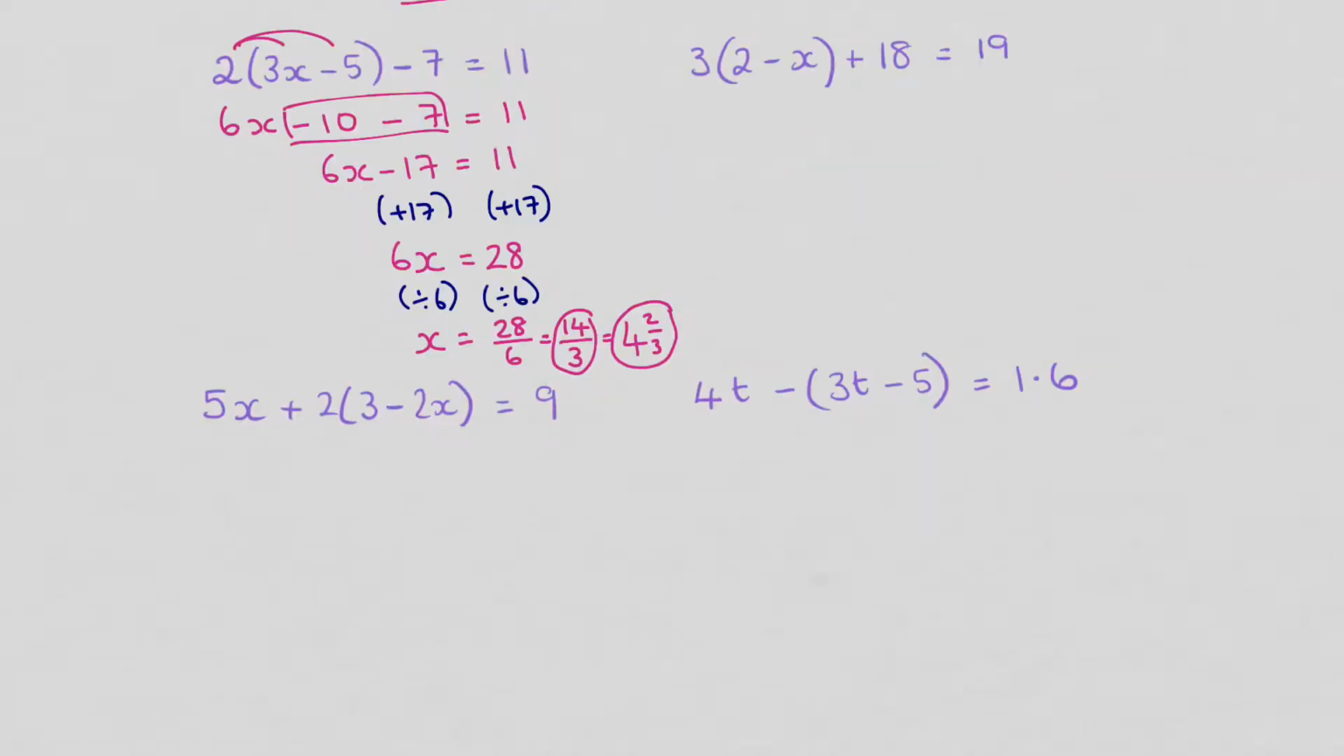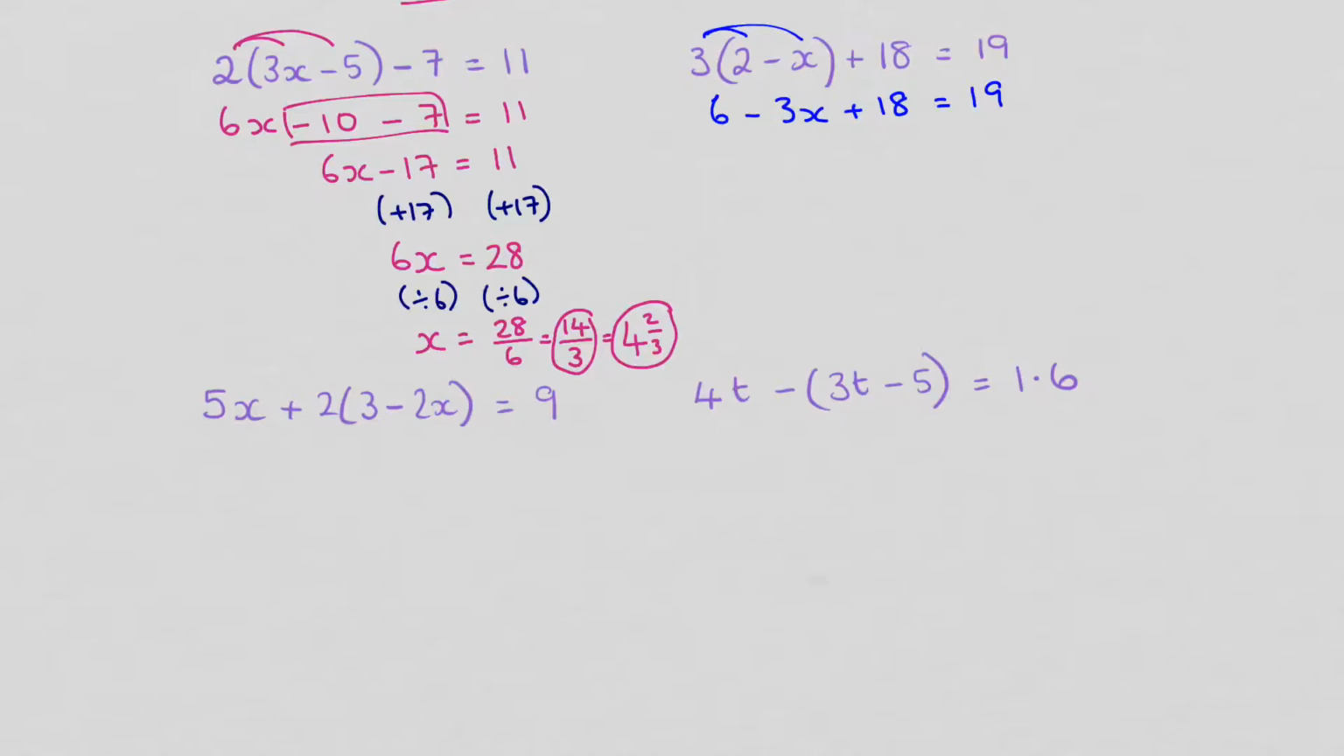Then the next one, I'm going to do this one in a slightly different colour so you can see a bit more easily what I'm doing, just so it doesn't get muddled up with that one that's on the left hand side there. So we're going to multiply out the bracket first. So 3 times 2 is 6, 3 times negative x is minus 3x, plus 18 equals 19. So you can see all we've done there is multiplied out the bracket.